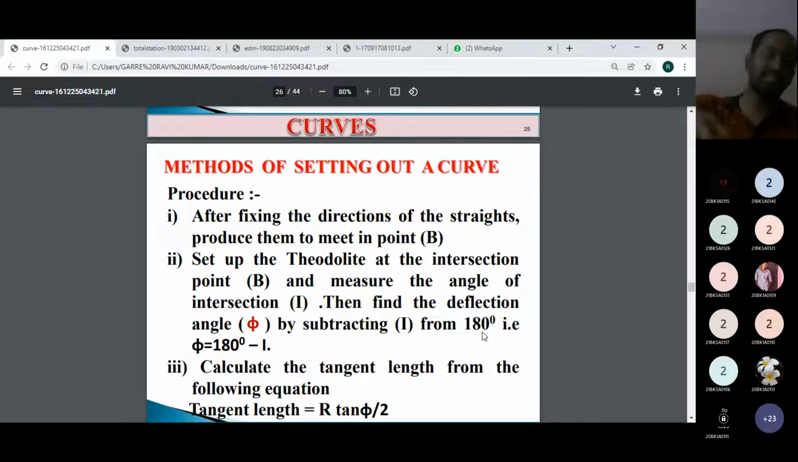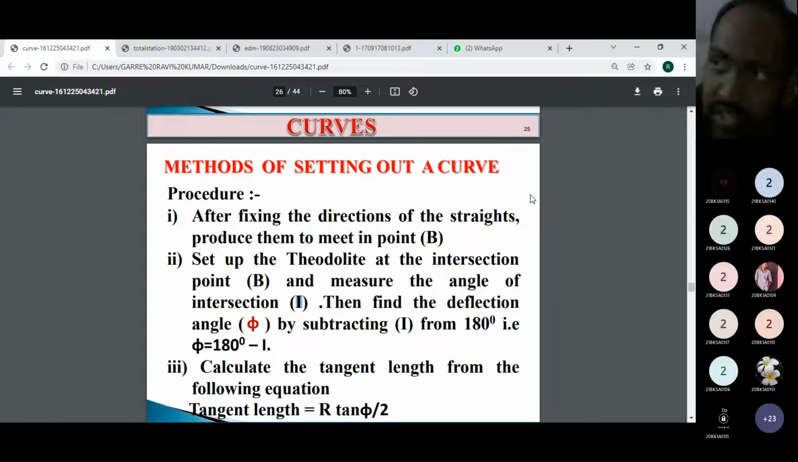First of all we have to fix the straights and produce them to the meeting point, the point of intersection B. After that, at the point of intersection B, we can measure the intersection angle I. Then the deflection angle can be calculated by phi equals 180 minus I. So first we set up two straight lines, after that we determine the intersection angle, and 180 minus the intersection angle will give you the deflection angle.